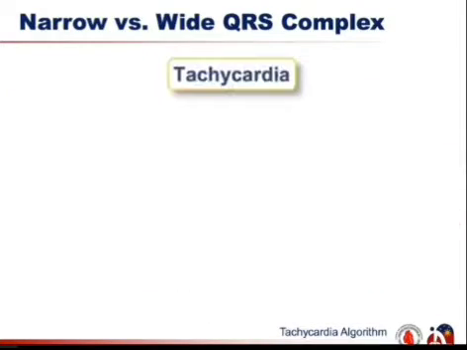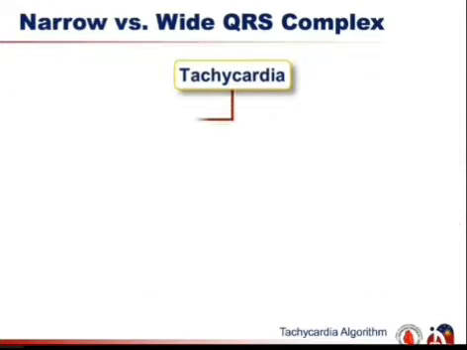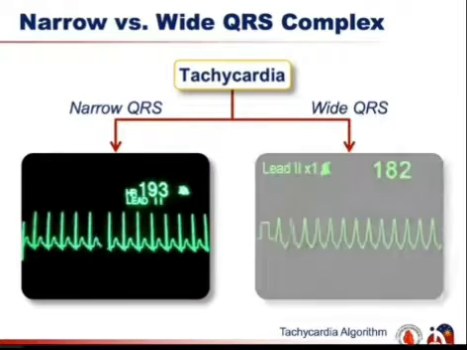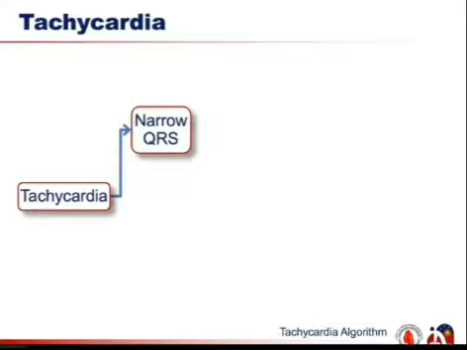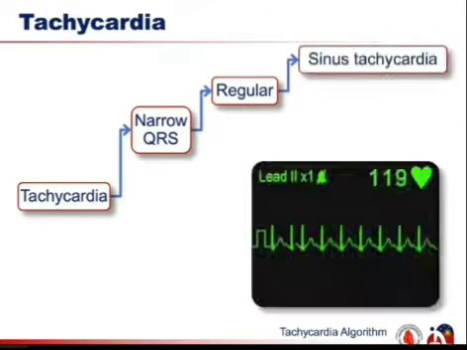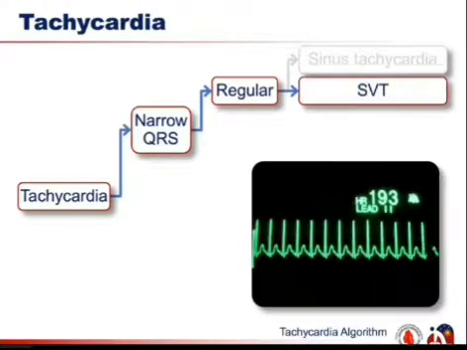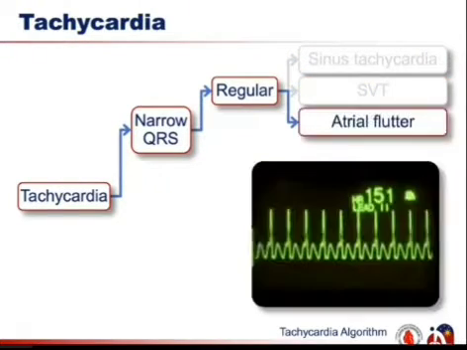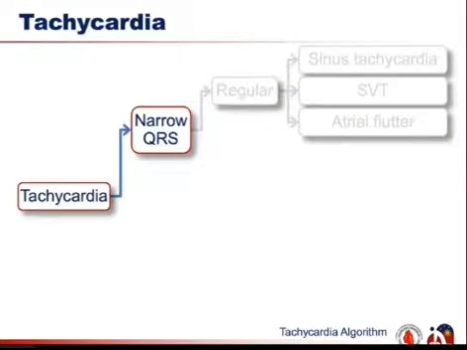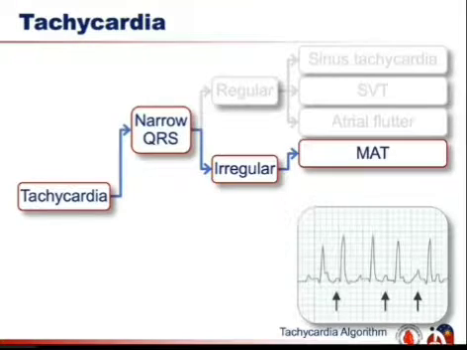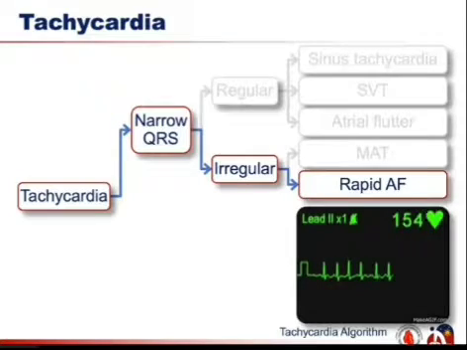As I have previously hinted, tachycardia is categorized as a narrow and wide QRS tachycardia. Narrow QRS tachycardia is further categorized into a regular and irregular narrow QRS. The most common ones under regular narrow QRS tachycardia are sinus tachycardia, supraventricular tachycardia, and atrial flutter, which may be irregular in some cases. Under irregular narrow QRS tachycardia, we usually encounter multifocal atrial tachycardia and rapid atrial fibrillation.